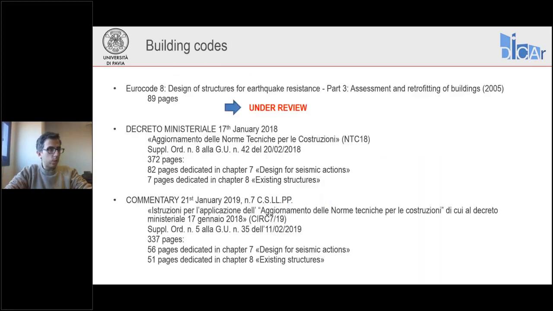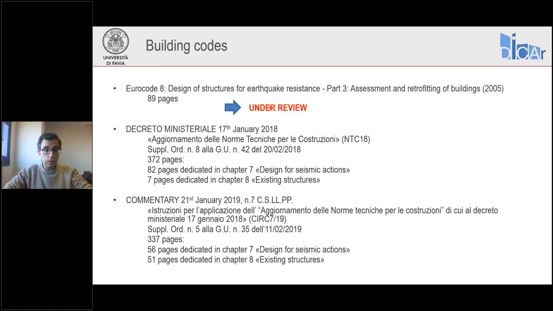Now, how is Eurocode 8 facing the problem of survey and knowledge? First of all, the Eurocode which is facing this problem is Eurocode 8 Part 3, which is the part of Eurocode devoted to assessment and retrofit of buildings. The current version is the one of 2005, which consists of 90 pages, which can be a lot, but actually is not, because the 90 pages are not only relative to masonry buildings, but to all the structural typologies.